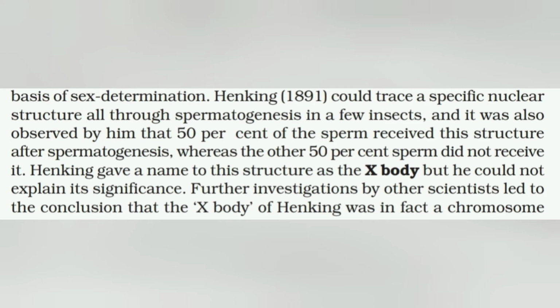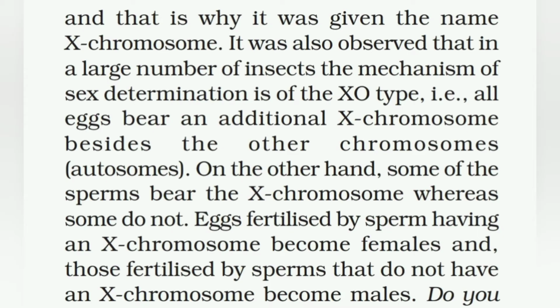Henking could trace a specific nuclear structure all through spermatogenesis in a few insects, and it was also observed by him that 50% of the sperms received this structure after spermatogenesis, whereas the other 50% sperm didn't receive it. Henking gave a name to this structure as X-body, but he couldn't explain its significance. Further investigations by other scientists led to the conclusion that the X-body of Henking was in fact a chromosome, and that is why it was given the name X chromosome.